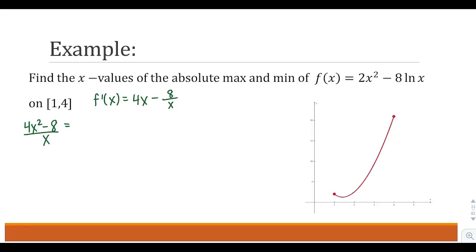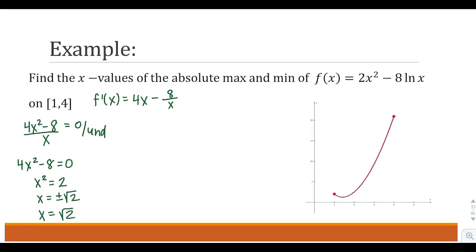We're going to set equal to 0 and figure out where it's potentially undefined. So this is 0 where the numerator equals 0, so 4x squared minus 8 equals 0. That's x squared equals 2, or x equals plus or minus the square root of 2. Now I can check plus or minus the square root of 2 in the original function whether they're in the domain. 2x squared is fine, but the natural log x has a domain of only positive numbers. So I cannot substitute in negative radical 2, so that means that my critical value is only positive square root of 2.